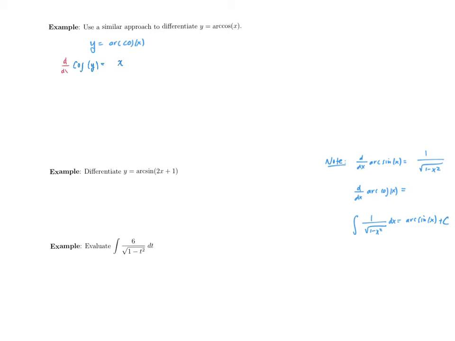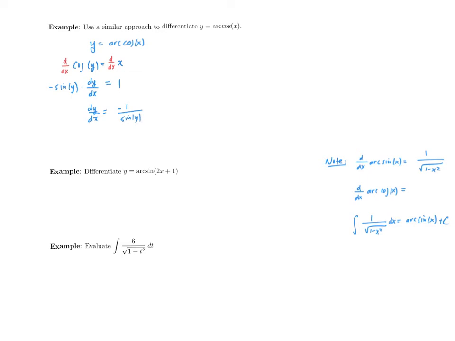Now when we differentiate both sides with respect to x, because our goal is to find dy dx, the right-hand side is an explicit derivative. On the left-hand side, it's implicit. We differentiate cosine of y, which is minus sine of y, and because it's implicit, we multiply by dy dx. So dy dx, this expression we're trying to find, is minus 1 over sine of y.